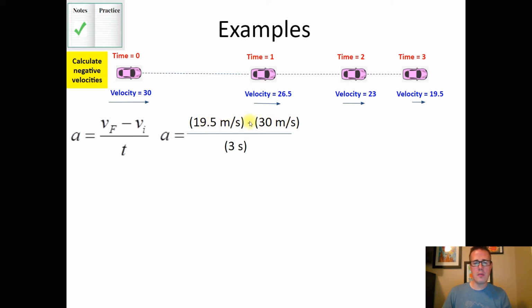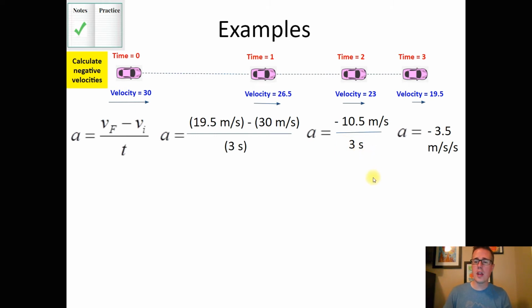So 19.5 minus 30. Hopefully you're thinking, wait a second, we're going to get a negative number. And that's exactly right. We should expect that because we have an object that is slowing down. We are taking away from the velocity every single second. So we should have a negative number. So we get negative 10.5 divided by 3. When we put that into our calculator, we get negative 3.5 meters per second per second.